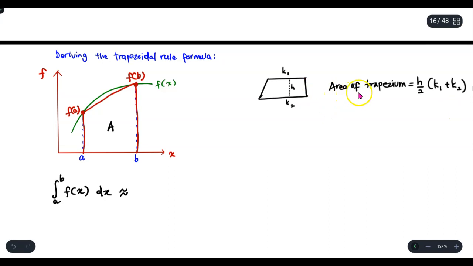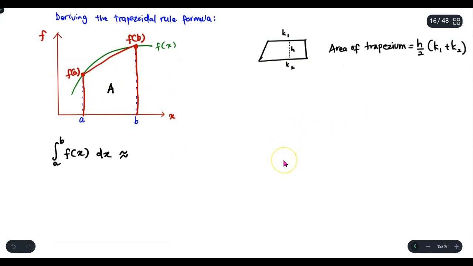Okay, the area of a trapezium is given by h over 2 times (k1 plus k2), where k1 and k2 are the parallel sides, and h is the perpendicular distance between the parallel sides. This is the formula for the area of a trapezium. Now we map it to the trapezium that we have in this diagram, in the graph here.